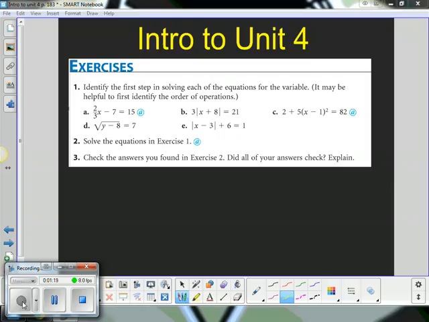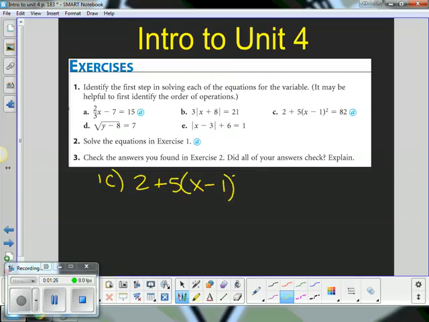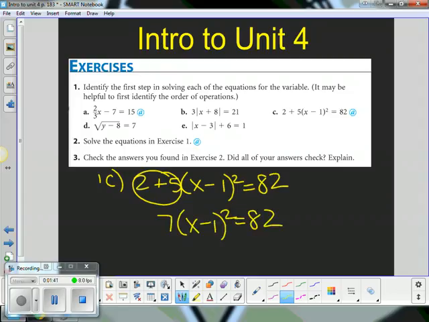Now we're going to do 1C. Here we go. You get 2 plus 5 times x minus 1 squared equals 82. Do you want me to start by showing you a common mistake? All right. Here's a common mistake. 2 plus 5 is 7 times x minus 1 squared equals 82. That's incorrect. You don't do that order of operations first because the 5 is being multiplied by that x minus 1 squared. So you might want to do this.